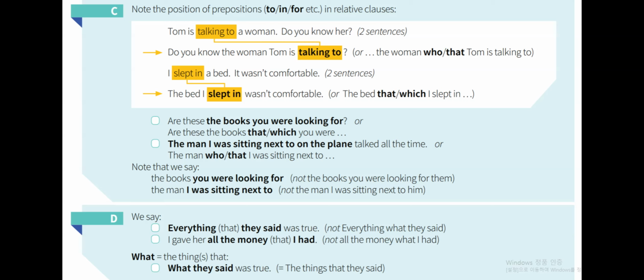Where? We use where in a relative clause to talk about a place. I recently went back to the town where I grew up, meaning I grew up there. The restaurant where we had lunch was near the airport. I would like to live in a place where there is plenty of sunshine. Me too. Yeah, I like sunshine.